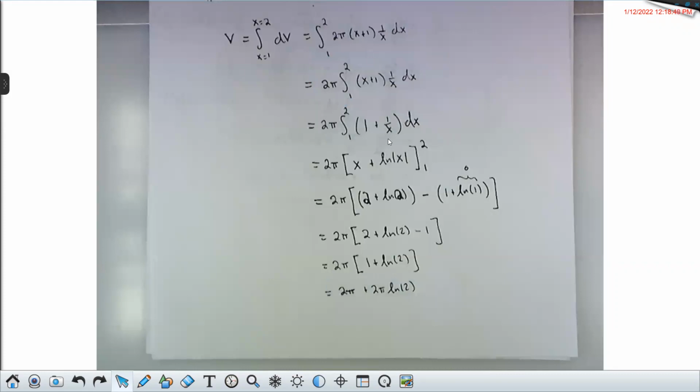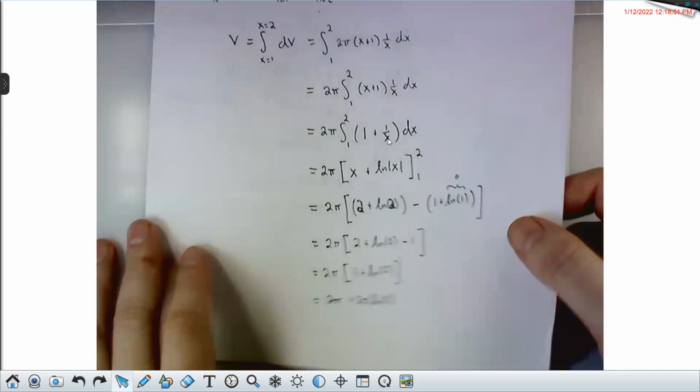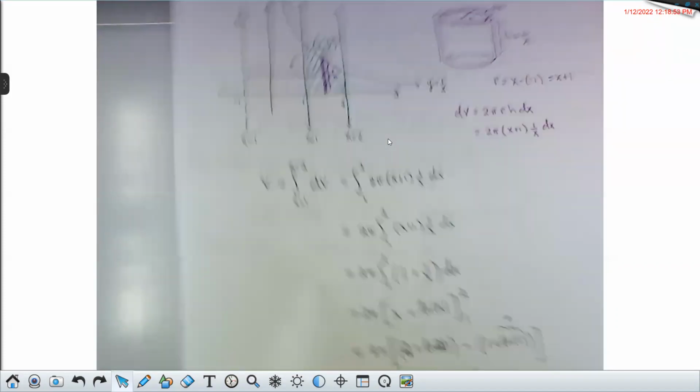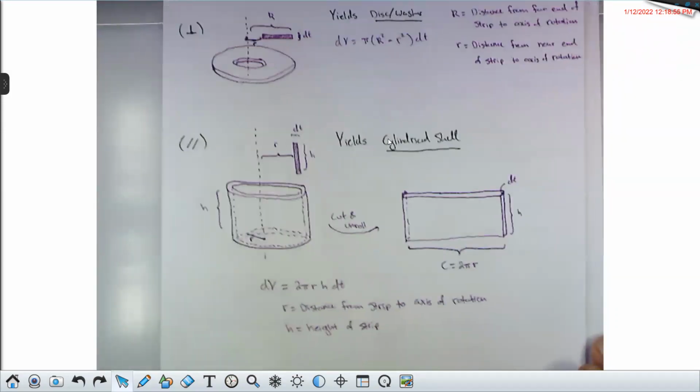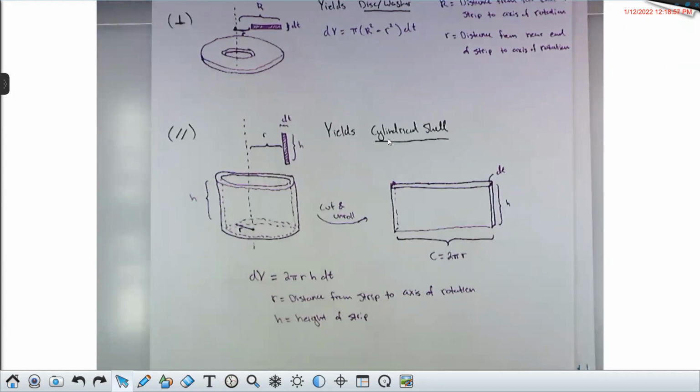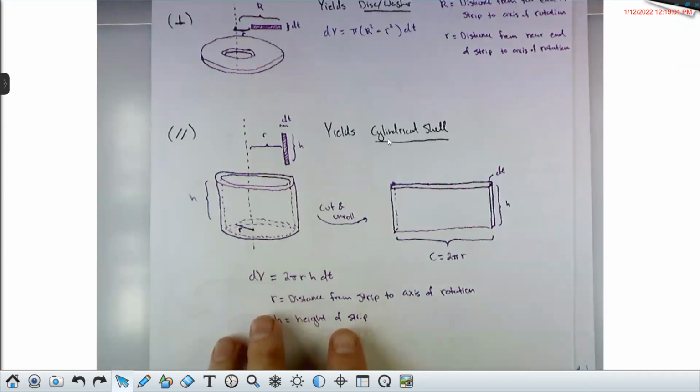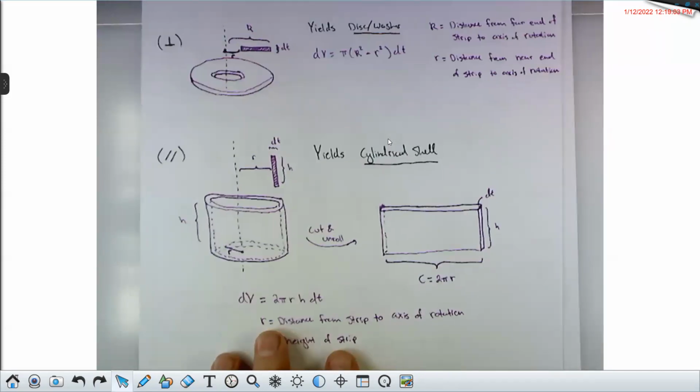So for some problems, like this one, the Shells method is the better method. The Shells method comes from drawing your strip parallel to the axis of rotation instead of drawing your strip perpendicular to the axis of rotation. And again, here is everything you need for the two methods. I'd like to solve at least one more problem using the Shells method here.